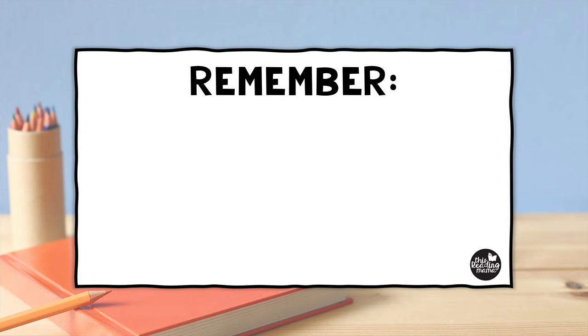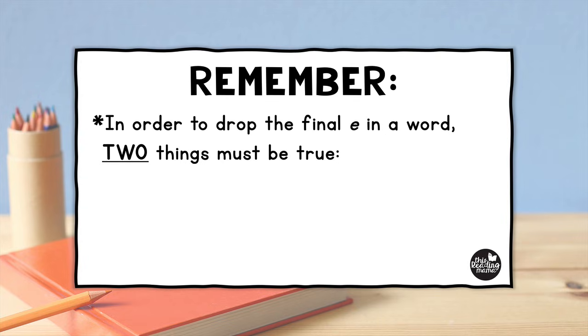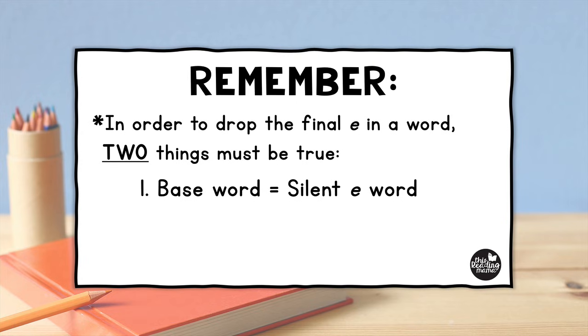Remember, in order to drop the final E in a single syllable word, two things must be true. We have to have a base word that ends in a silent E, and we must be adding a vowel suffix to the word, not a consonant suffix.